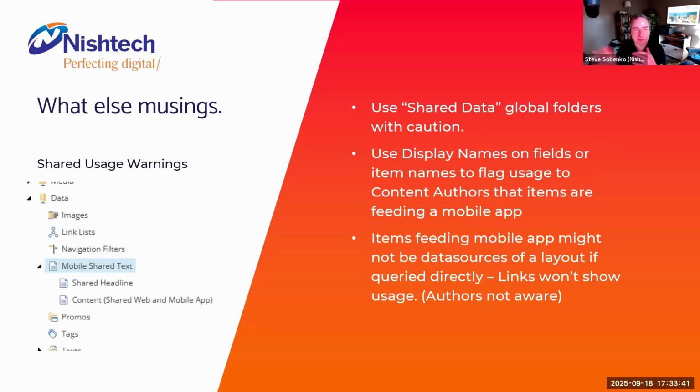And other ideas and some musings that I have around that is the use of shared data in your global folders. You have to use it with caution. You have to warn your users if you're using items from your website tree, users might not know that that content is used for a mobile app. So maybe use some display names or field names to flag usage to content authors that you're feeding this content to a mobile app.